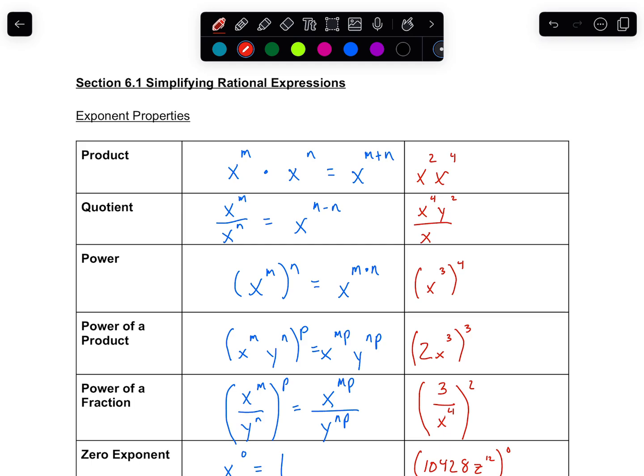Welcome in, everyone. In this video, we will be covering section 6.1, simplifying rational expressions. We're going to start with a review of our exponent properties.